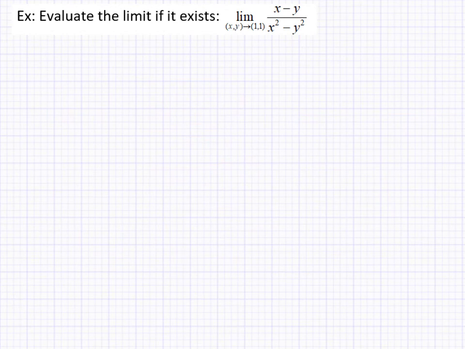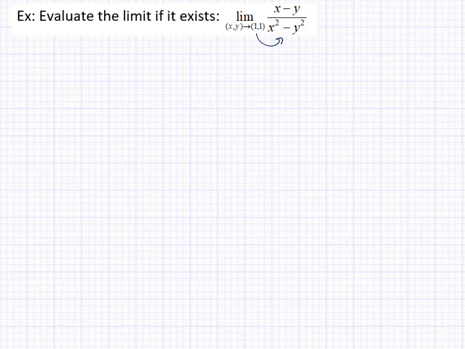Now, as you know, that didn't always happen. Sometimes you couldn't just plug the value right in, and most times you couldn't. So here's an example of that. If I were to plug 1, 1 into this function, what would happen? I would get 0 in the denominator. I would also get 0 in the numerator, so this thing would be getting closer and closer to 0 over 0, which we know is an indeterminate value. That doesn't mean the limit exists or doesn't exist. It just means it's indeterminate, and I can't plug 1, 1 in.